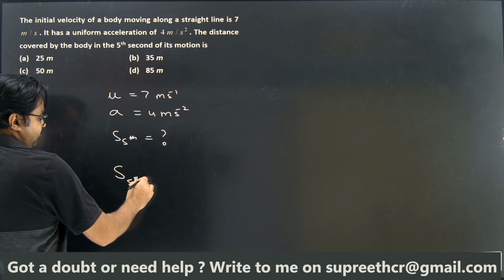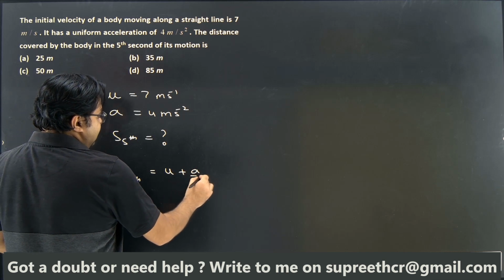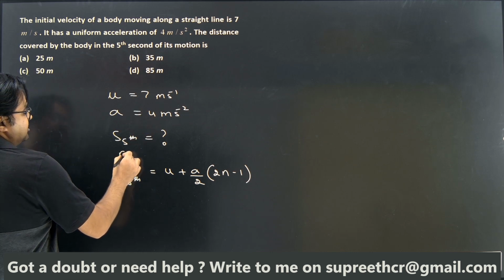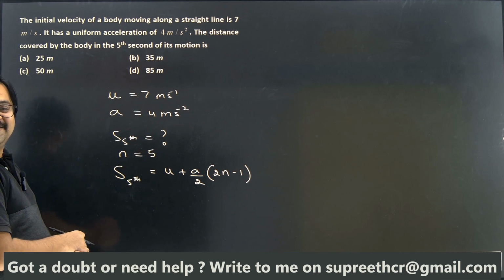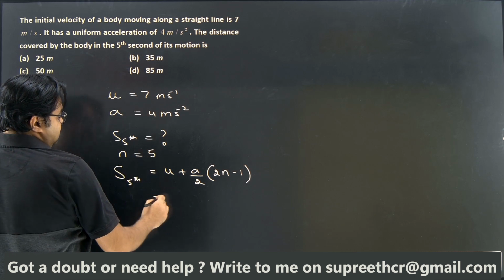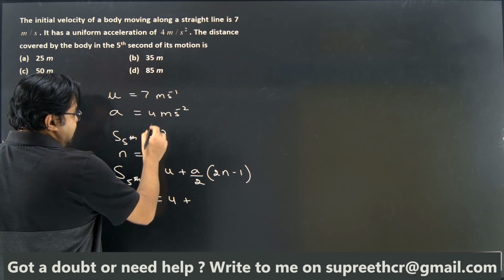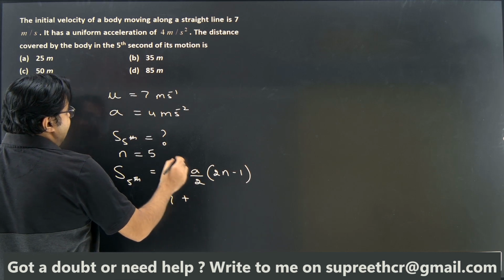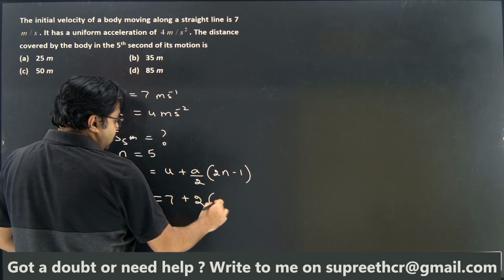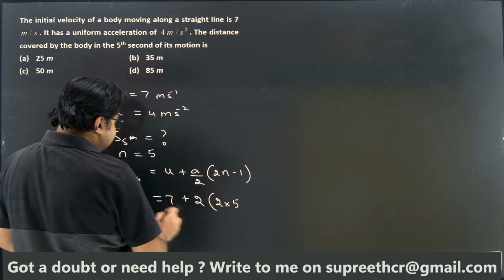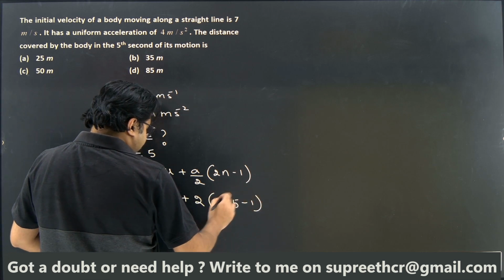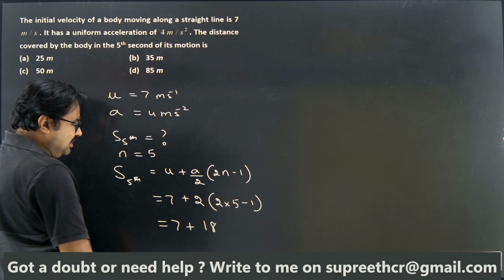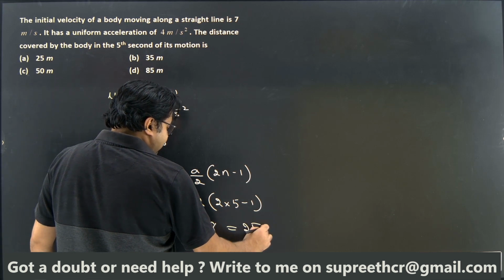S fifth, my friends, is equal to u plus a divided by 2 into 2n minus 1. In this case, because we are talking about the 5th second, n becomes equal to 5. When n becomes equal to 5, you have u, which is 7, plus a, that is 4. 4 divided by 2 is 2, into 2 multiplied by 5 minus 1. So what do you have? 7 plus 9 into 2 is 18. 18 plus 7, my friends, is 25 meter.